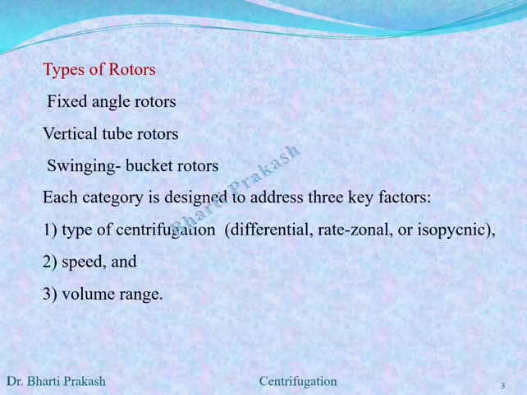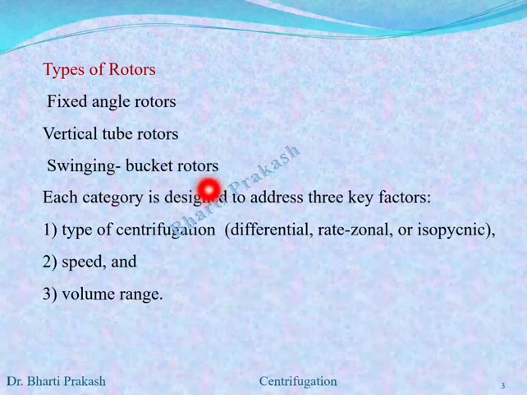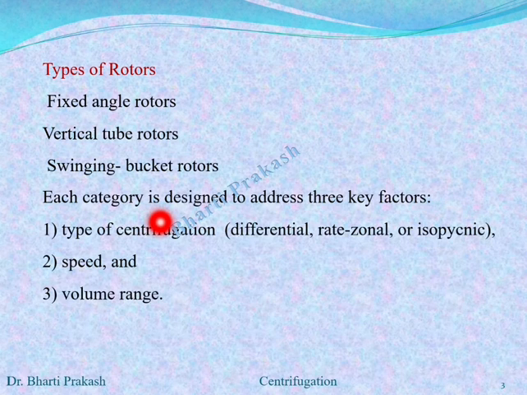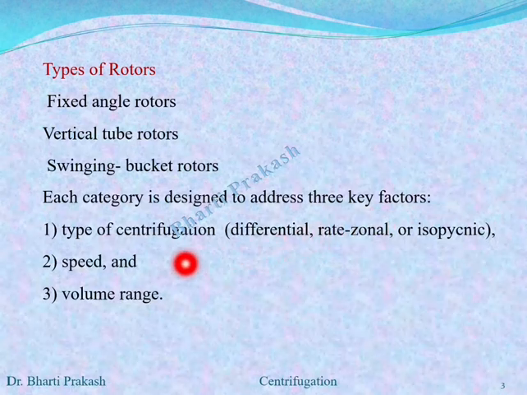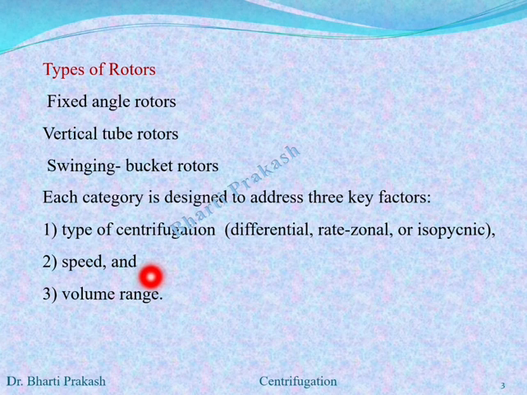What are these three types of rotors? The fixed angle rotor, the vertical tube rotors, and the swinging bucket rotors. Each category of rotor is designed to address three key factors. What are these key factors? They are the type of centrifugation, speed, and volume range.